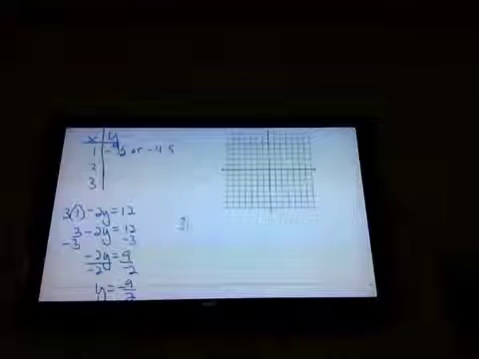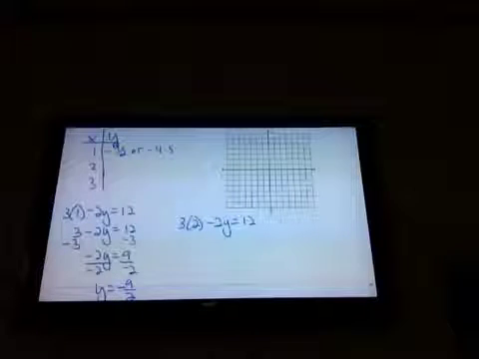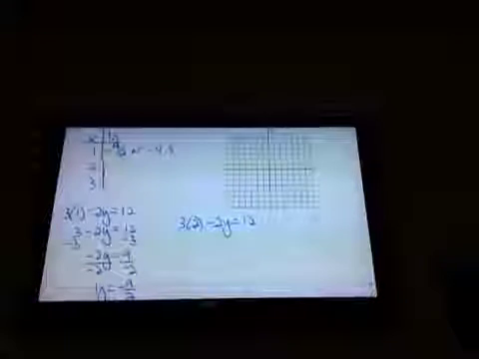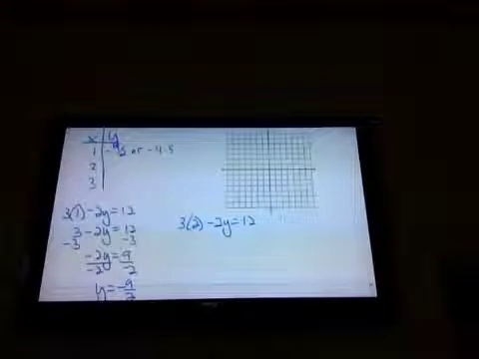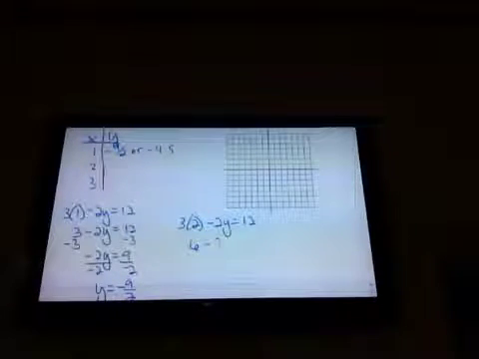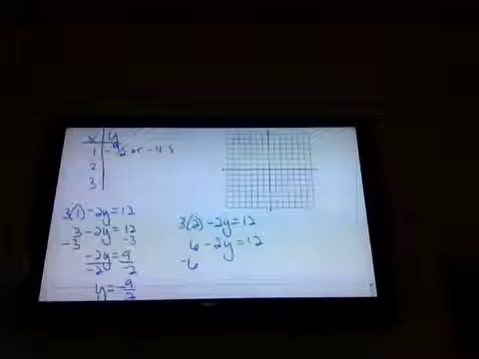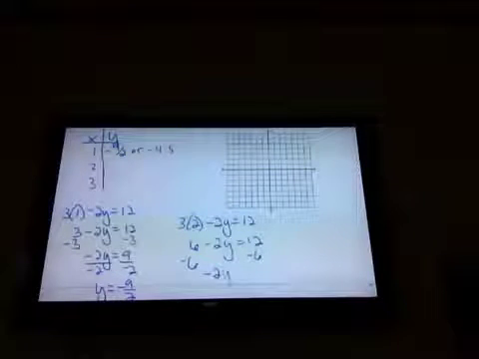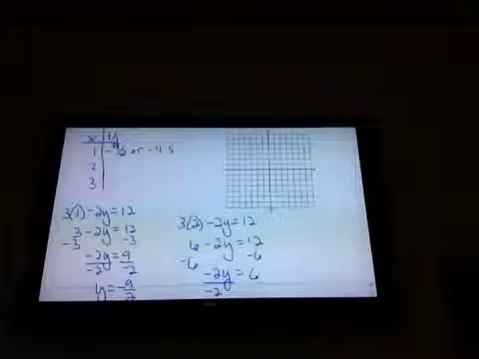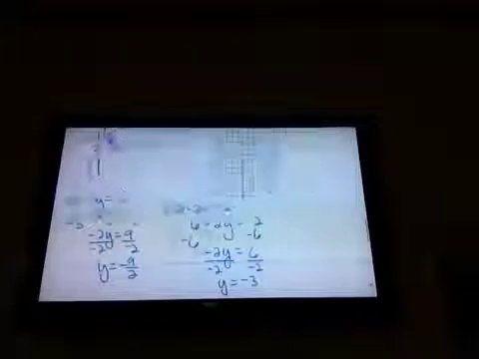So let's choose 2. 3 times 2 minus 2y is 12. So I'm going to work that out. Oh my gosh, I know I went way over 15. 3 times 2 is 6. Minus 2y equals 12. Subtract your 6 from both sides. Negative 2y is positive 6. And divide by negative 2. And y is a negative 3.